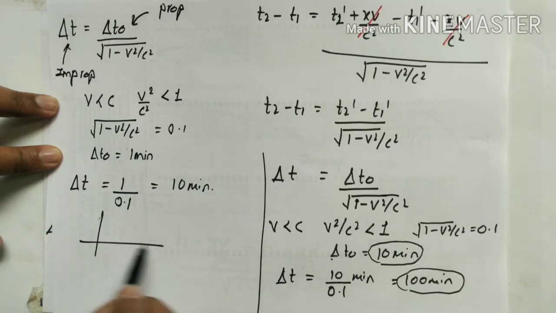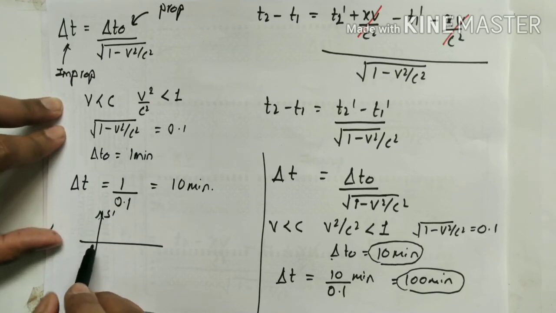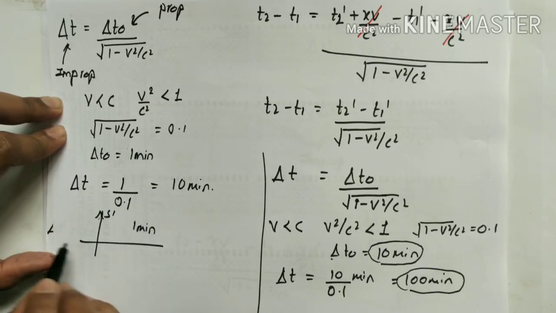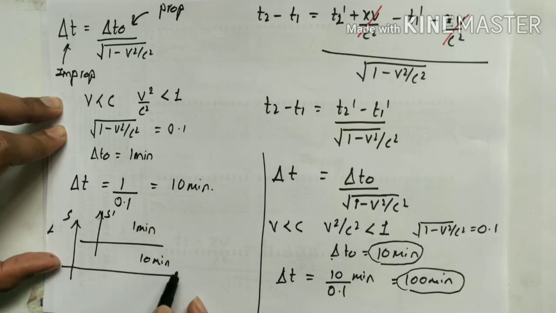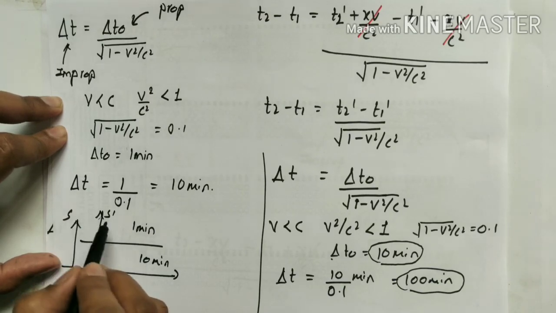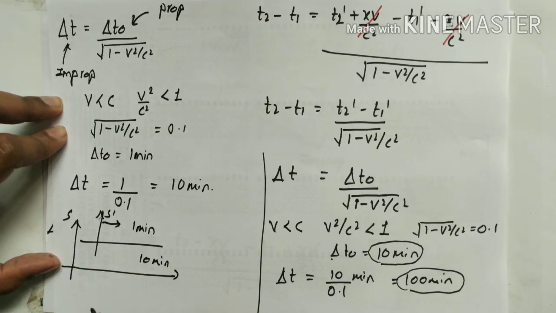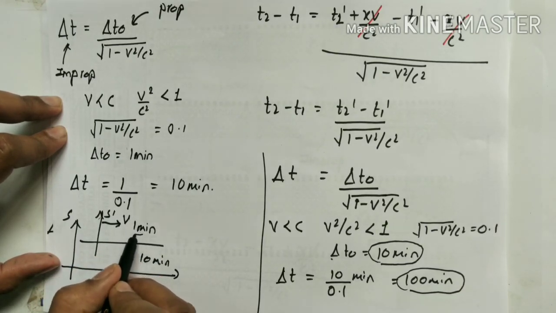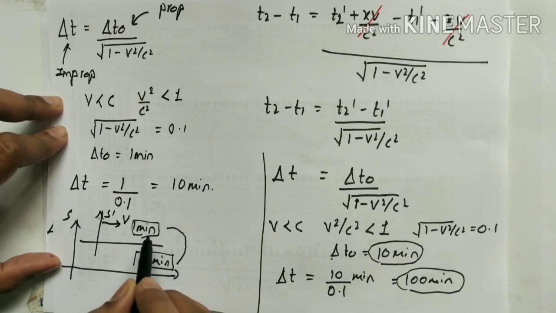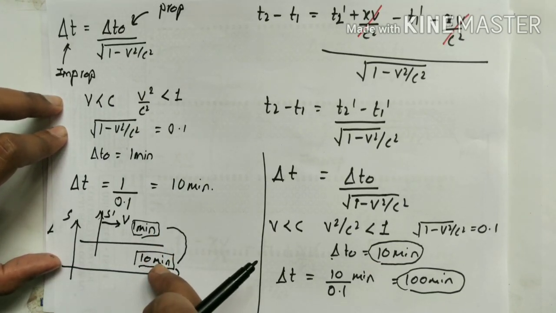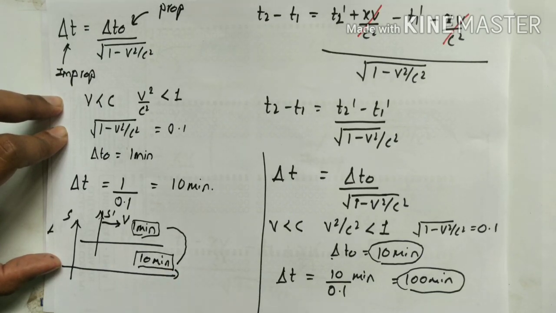So in the S dash frame of reference, which was a moving frame of reference, 1 minute measured will be 10 minutes in the S frame of reference. As we know, this S dash frame of reference is the proper frame of reference which is moving with velocity v. There, when 1 minute has passed, in the S frame of reference 10 minutes will have passed. That is why it is called time dilation, because 1 minute will appear to be 10 minutes in the S frame of reference.